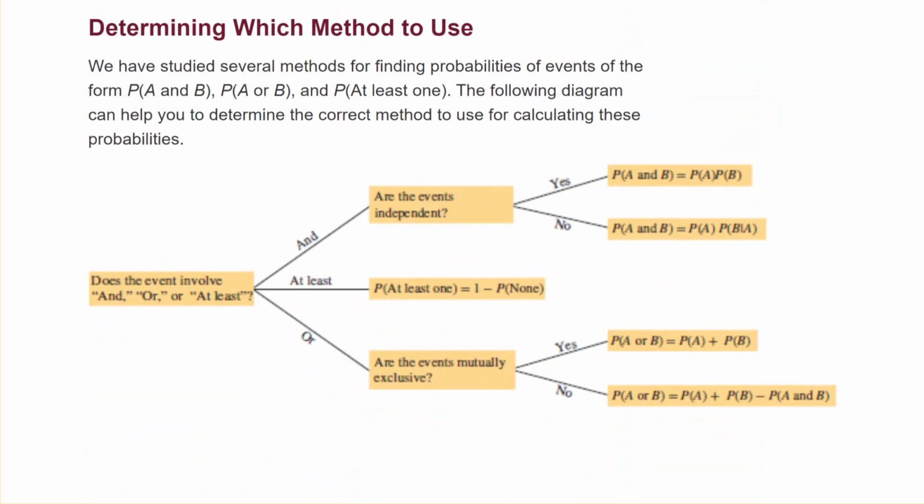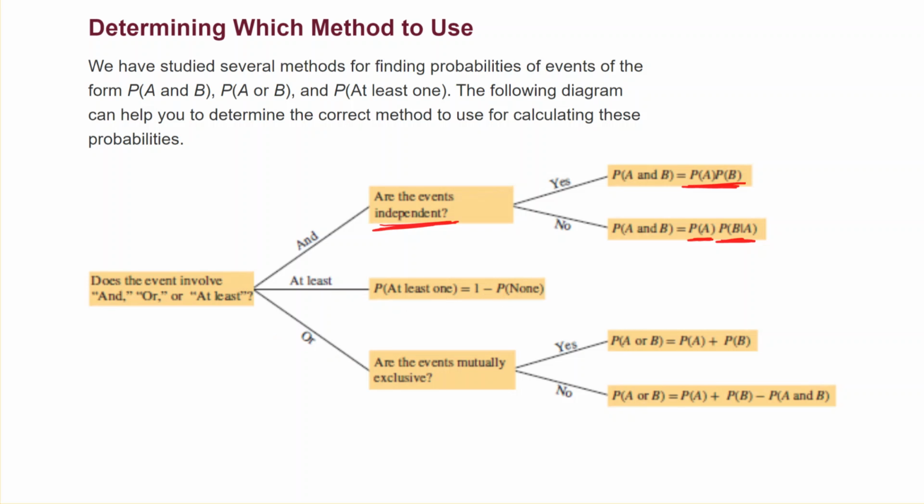Now, determining which method to use. We have studied several methods for finding the probability of A and B, A or B, at least one, and also conditional probability. So following some of these steps can help us calculate. Does the event involve and, or at least? If it's and, we have to figure out if they're independent. If they're independent, then we multiply the two probabilities to find the probability of A and B. If they're not independent, we need to find the conditional probability of B given A and multiply by the probability of A. The idea of at least is similar to the complement: at least 1 is 1 minus none.